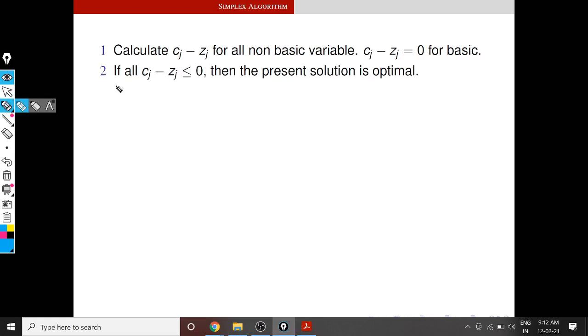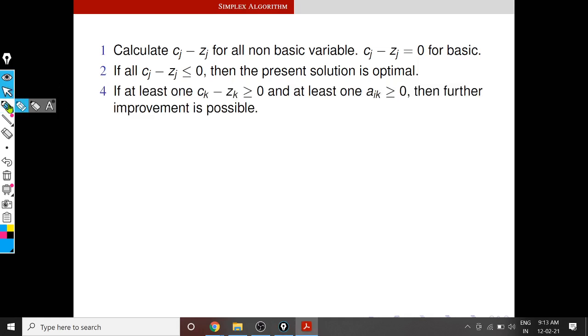Then the second step: if all Cj minus Zj are less than or equal to 0, then the present solution is optimal. After computation, we have to check whether all Cj minus Zj are less than or equal to 0. If so, then whatever the values of the variables presently, that is the optimum solution. Otherwise, if at least one Ck minus Zk is positive and at least one aik is positive, then further improvement is possible. Here aik stands for any entry in the corresponding column, that is, the kth variable.